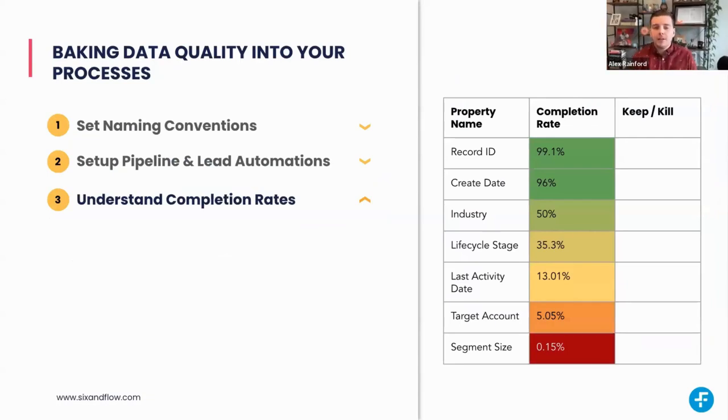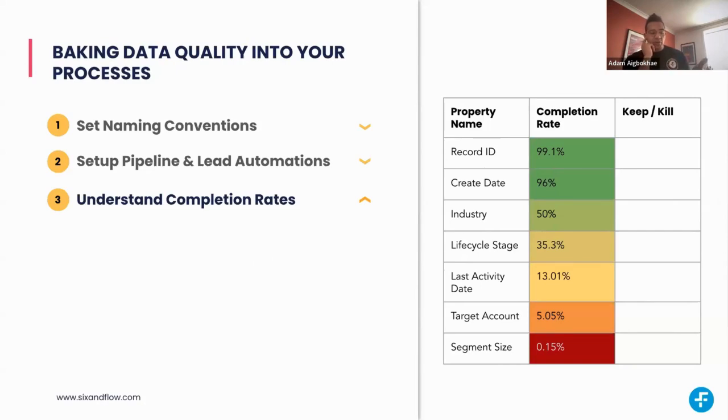Got it. Makes total sense. And then the other question was, are the examples you have here, like industry and create date, typical easy things that have a higher completion rate? Or are there specific properties or areas where you typically expect to see lower completion rates? So this is example data, but record ID and create date are fundamental properties. Their completion rate should actually be 100%. But things like lifecycle stage, you would normally expect that to be around the 70% mark.